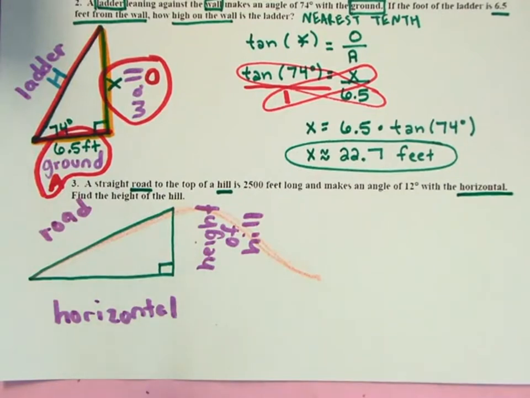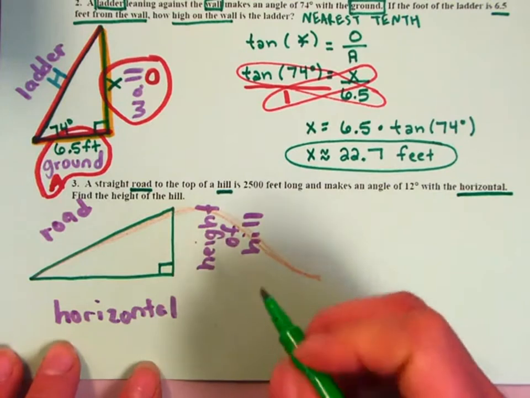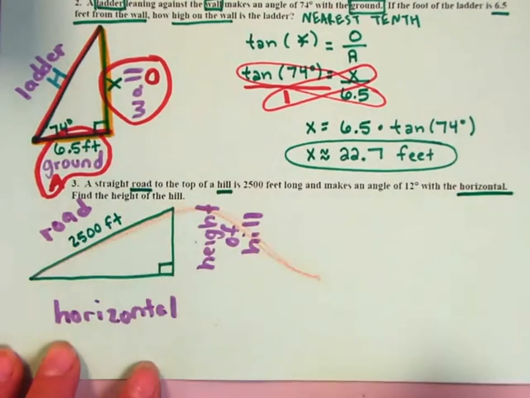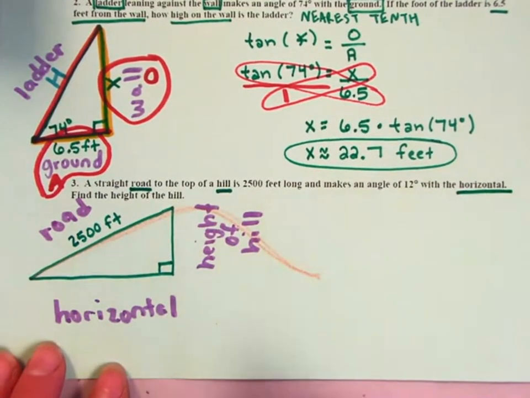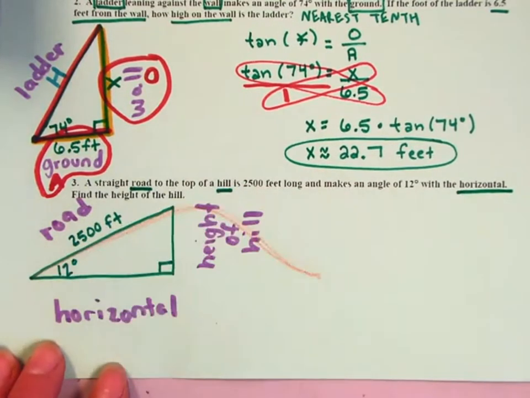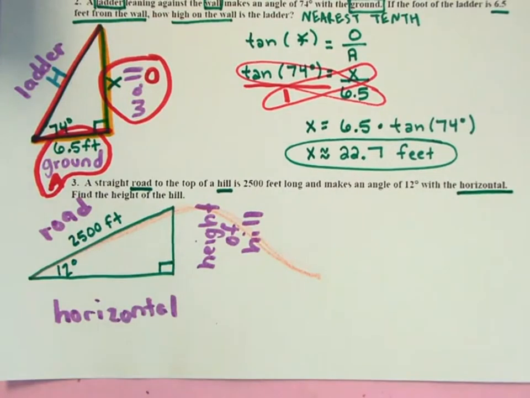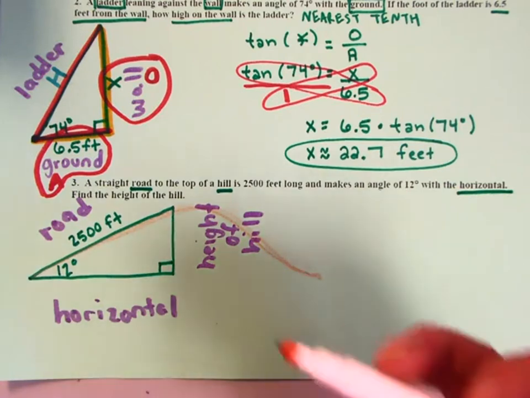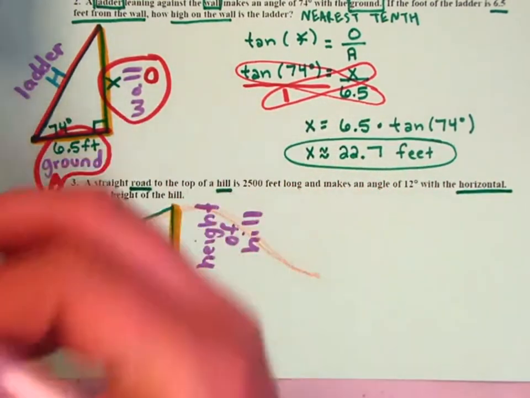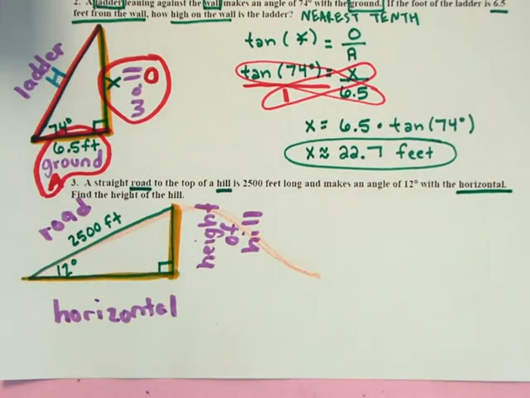Okay, a straight road to the top of a hill is how long? 2,500 feet. And it makes an angle of 12 degrees with the horizontal. So we need to label 12 degrees with the horizontal. So we've now labeled our triangle. We have to determine next the trig function. So which side is my hypotenuse? The road is my hypotenuse.